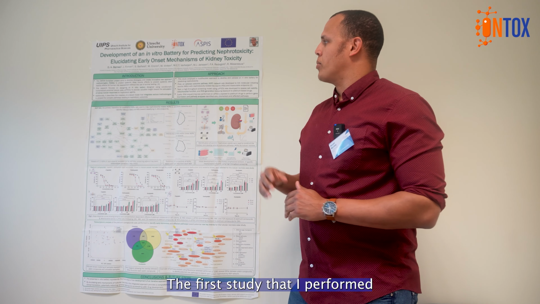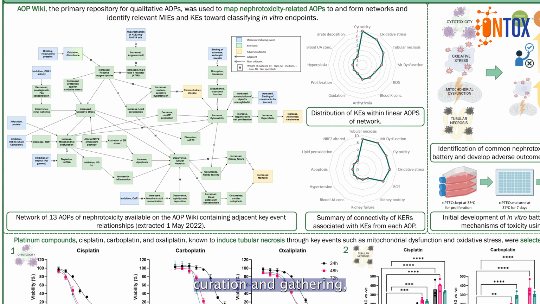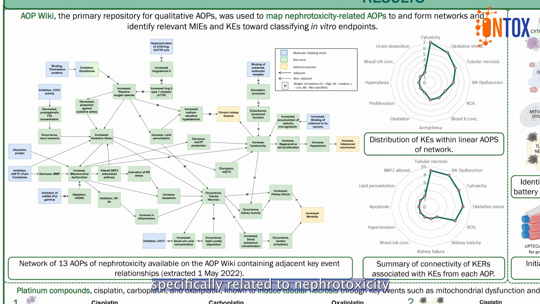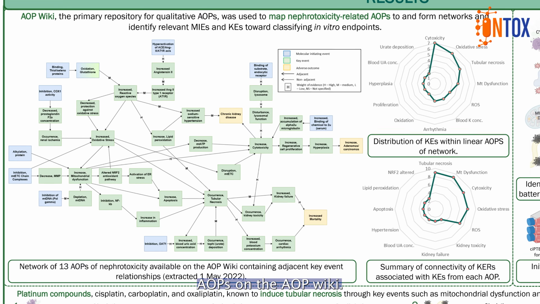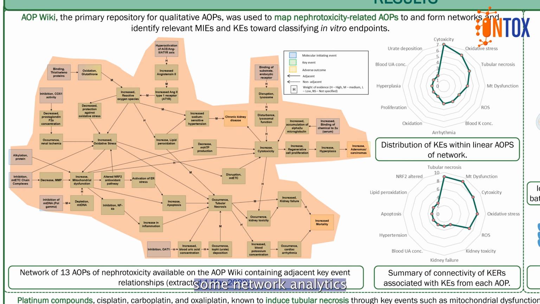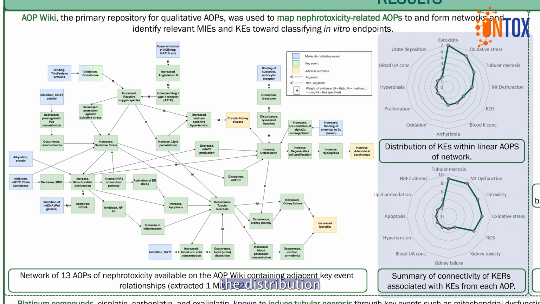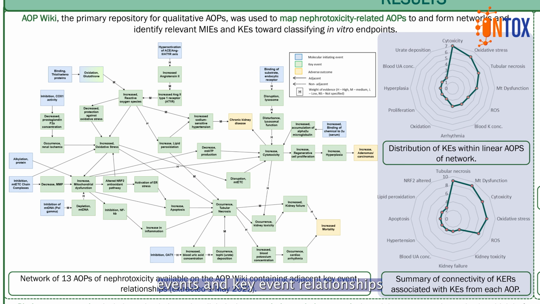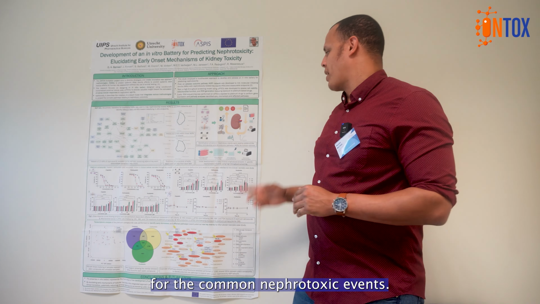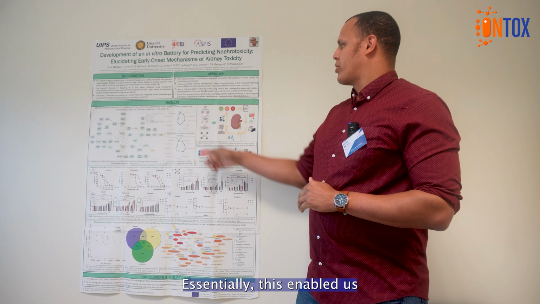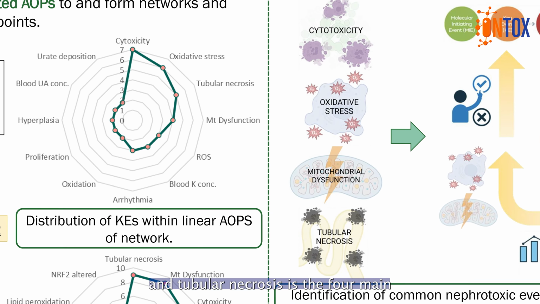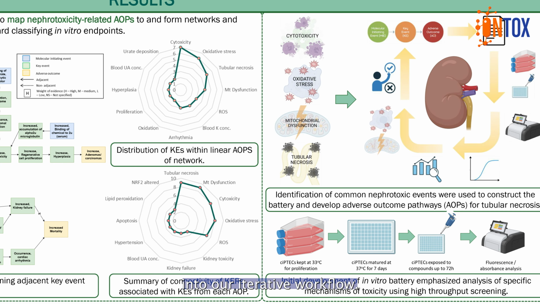The first study that I performed initially was for the data curation and gathering, where we looked at developing a network of AOPs specifically related to nephrotoxicity. By collating this data of over 13 AOPs on the AOP wiki, we were able to create this lovely looking spider diagram over here, but not just that, but also perform some network analytics to basically identify the distribution and the connectivity of different key events and key event relationships to be able to really pinpoint the key events that we need to identify for the common nephrotoxic events. Essentially, this enabled us to isolate cytotoxicity, oxidative stress, mitochondrial dysfunction, and tubular necrosis as the four main key events to integrate into our iterative workflow.